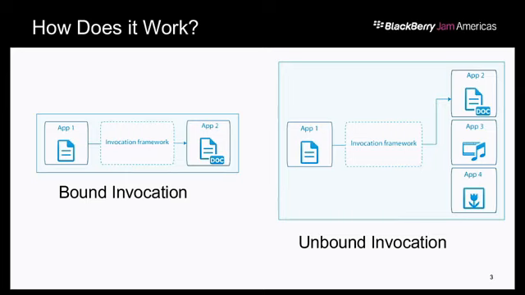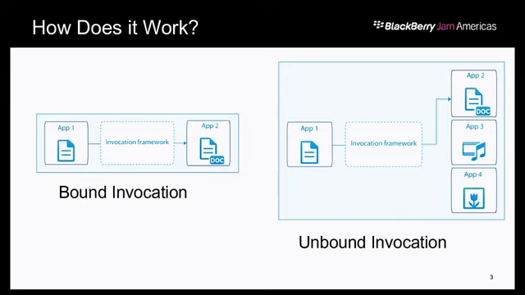Okay. So the way the framework works is there are a couple of different types of invocations you can make. There's a bound invocation, where your application, on these pictures on the left-hand side, app 1, asks the framework to invoke or launch or process a particular type of thing specifically. In other words, you might say, I want this particular app to handle my invocation. So you explicitly describe the application you want.